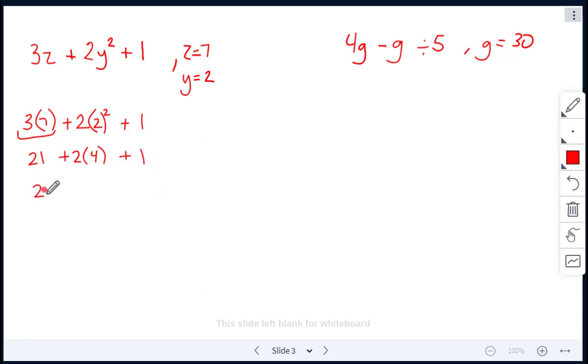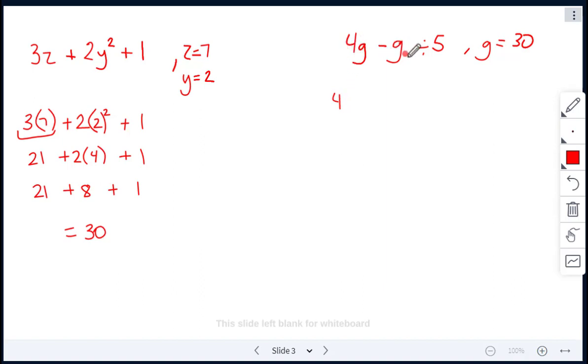Okay, so we have 21 plus 2 times 4, which is 8, and then plus 1. So 21 plus 8 is 29 plus the 1, which gives me 30. All right, let's do the next one. But any questions on this one? Okay, let's do the next one, and then if anyone still has questions, they can stay behind, but the rest of you can then start the homework.